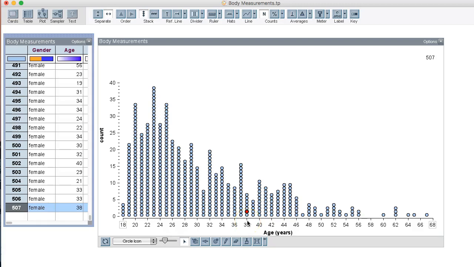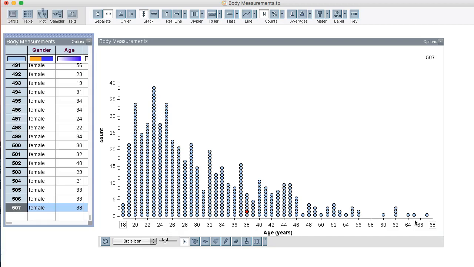Now, as we have seen before, a dot plot is useful in determining the shape of a distribution. This distribution has a right skew. We can also see the minimum and maximum values, so we can calculate the overall range. For example, here, the youngest person is 18, and the oldest person is 67. The difference between 67 and 18 is 49, so that's the range.